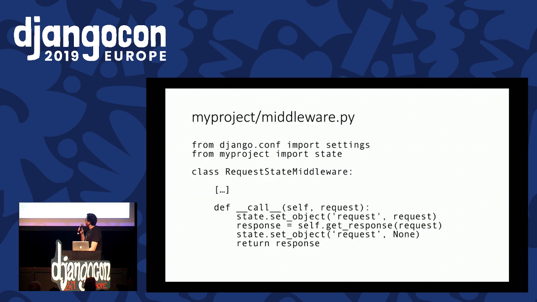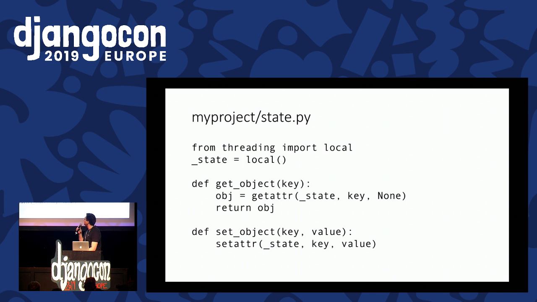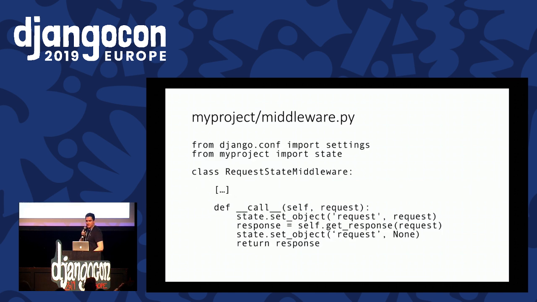So a really quick code example: we can have a state file which just uses one simple import and a pair of getter and setter. And we can use that from middleware to set the object at the beginning of a request and then reset it at the end of the request. That's fairly important because we don't want to leak the data to later requests. And at any point after this middleware runs and before it returns, we can access the data.